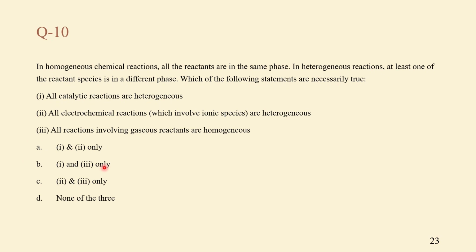So here it is mentioned that in homogeneous reactions, all reactants are in the same phase. In heterogeneous reactions, at least one of the reactant species is in a different phase. The first statement, that all catalytic reactions are heterogeneous, is false, because it can even be homogeneous. Similar is the case for the second statement, that all electrochemical reactions are heterogeneous, which is again false, because it can be homogeneous too.